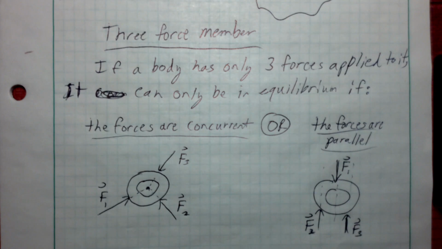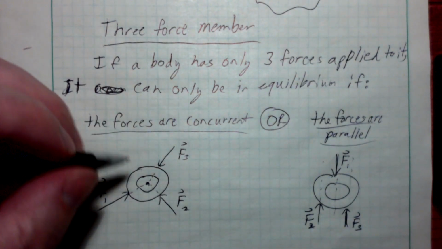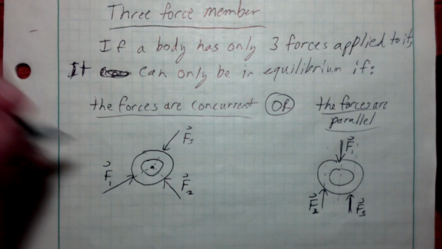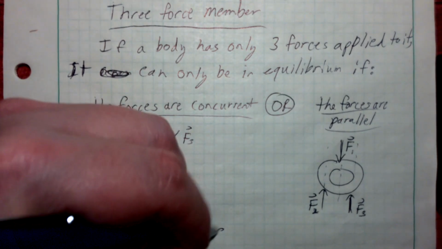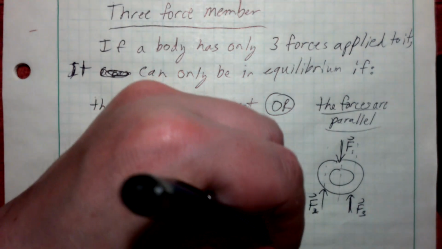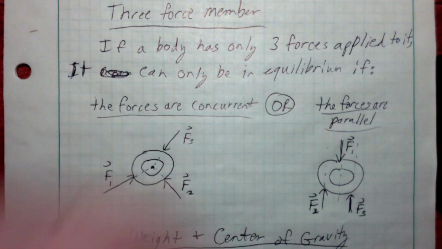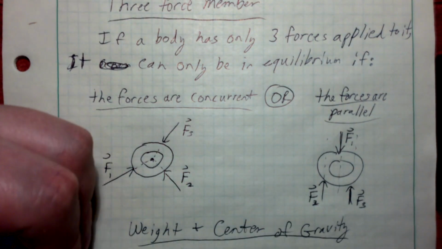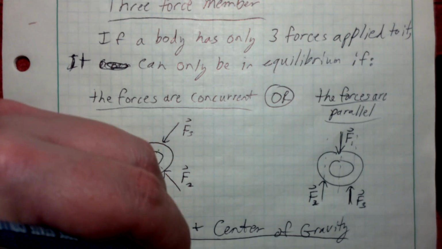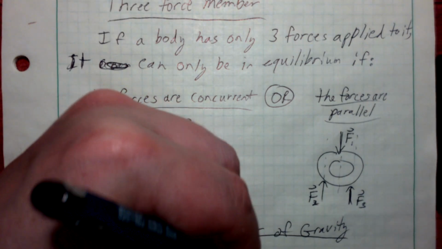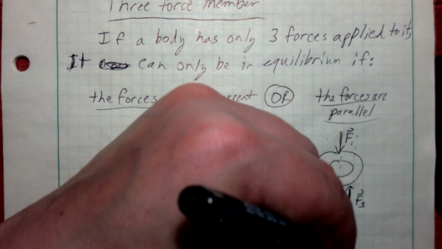Okay. Another concept to introduce when we start talking about equilibrium applied to rigid bodies is this idea of weight and center of gravity. So typically we can neglect the weight.